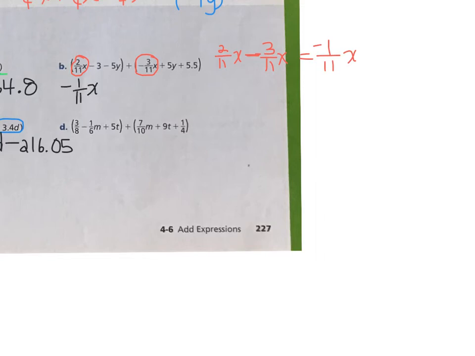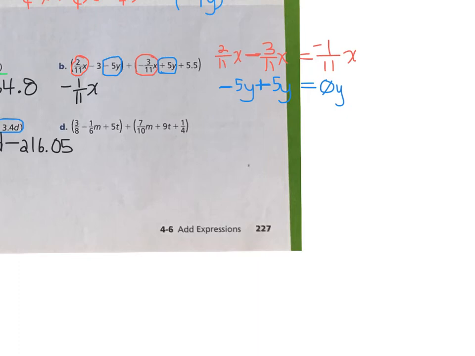Then I look for any other variable terms that I have. I have a minus 5y, and I have a plus 5y. And what do you notice about those two terms? They're opposites. So we have a negative 5 plus a positive 5, which makes 0y. In other words, we don't have a y term anymore. This one disappears. Okay? So we don't even have a y term to put in our answer.